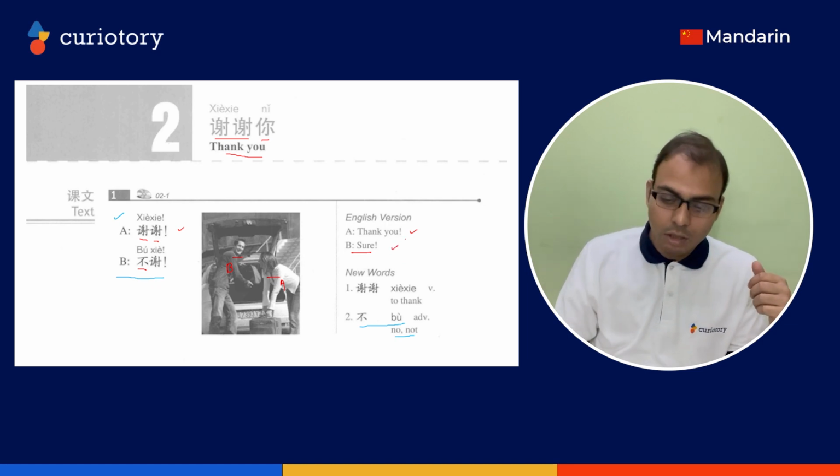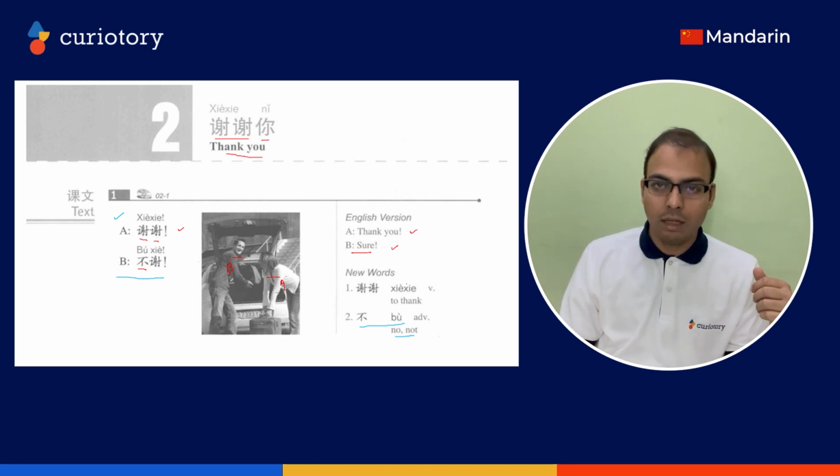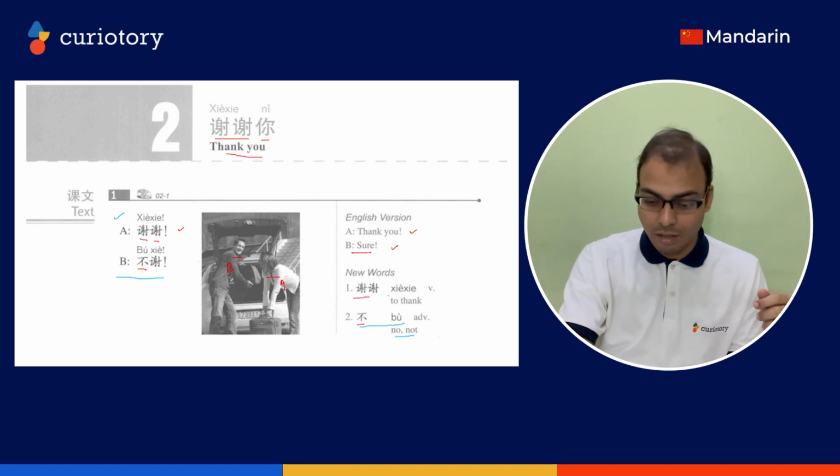So we saw 2 new words here, xie and pu. If you can also say xie. Both xie and xie convey the same meaning. So we saw here 2 new words. Now let's get to the next conversation.